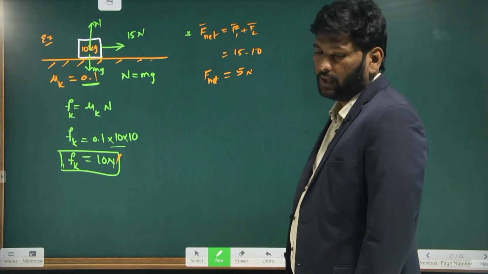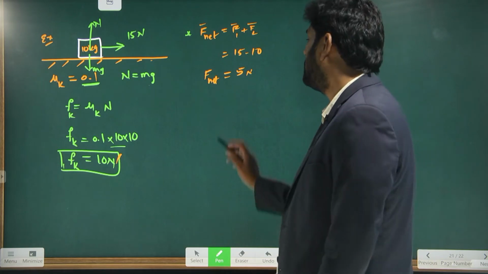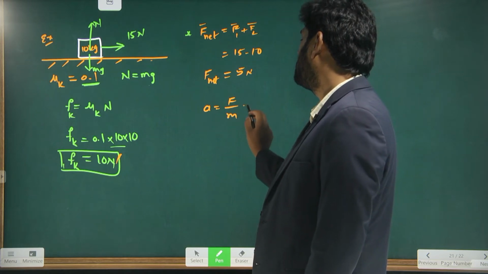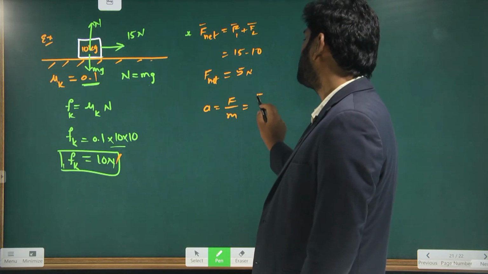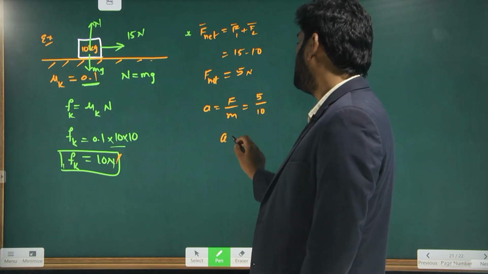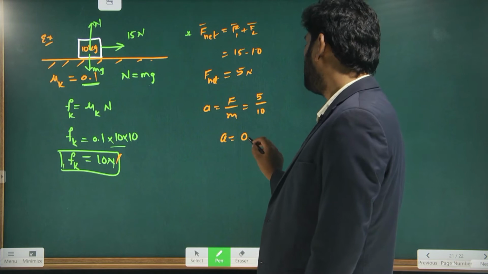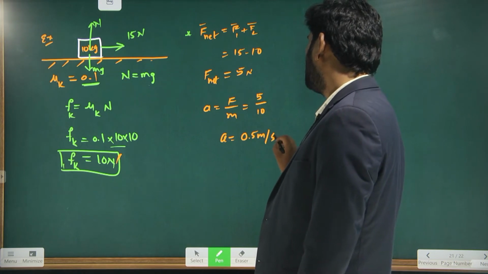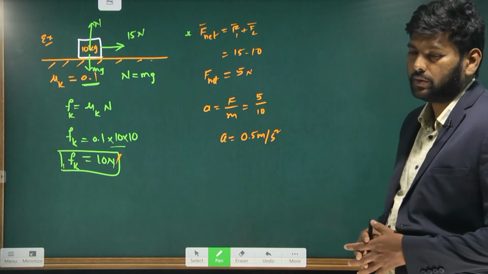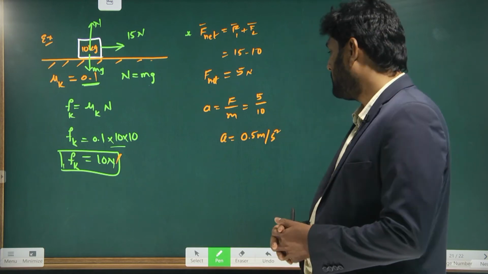By using the net force of 5 Newtons, we can find the acceleration. Acceleration is equal to force per mass. Net force value is 5 Newton, mass value is 10 kg. So acceleration is 0.5 meter per second square. The object is moving with acceleration 0.5 meter per second square.